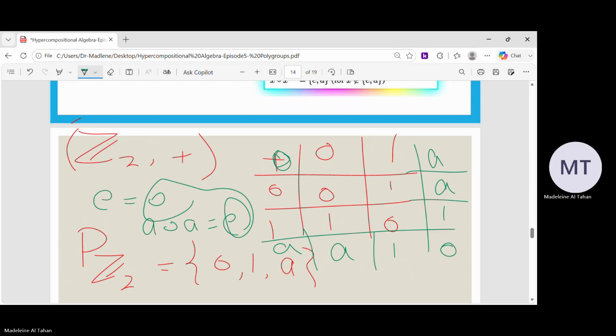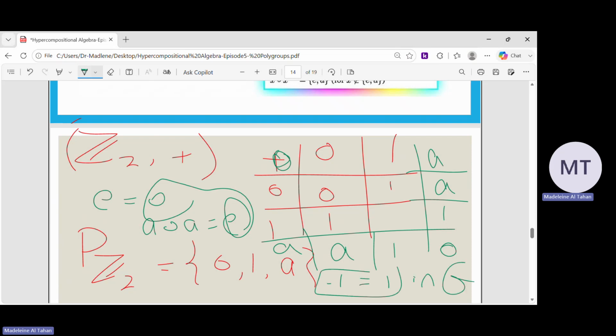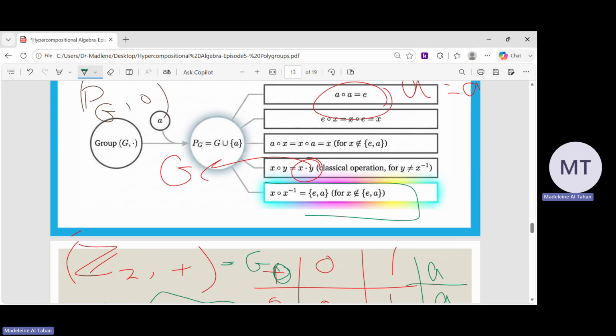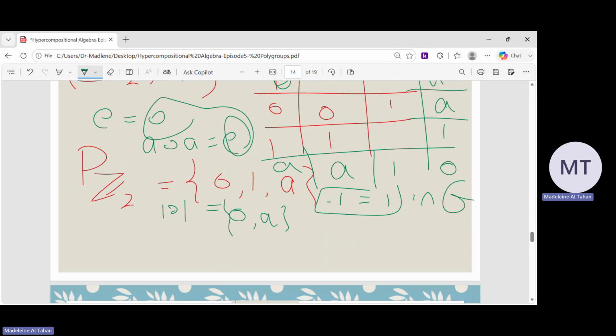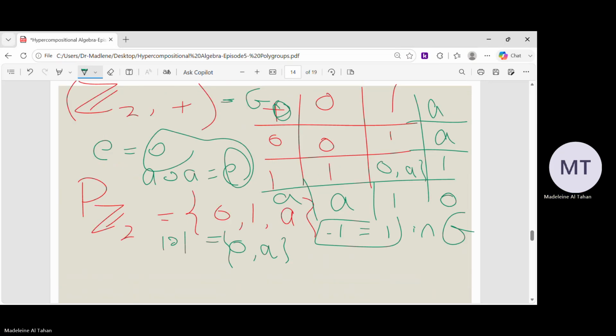Perfect. Now, still we have 1 with 0 is 1, but 1 with 1, what should I put? 1 minus 1 is 1 in G, which is Z2 here. So when I put 1 with 1, they are inverses of each other, so it will be equal to what? EA, which is 0. So we will put here 0A. And this one is a polygroup.